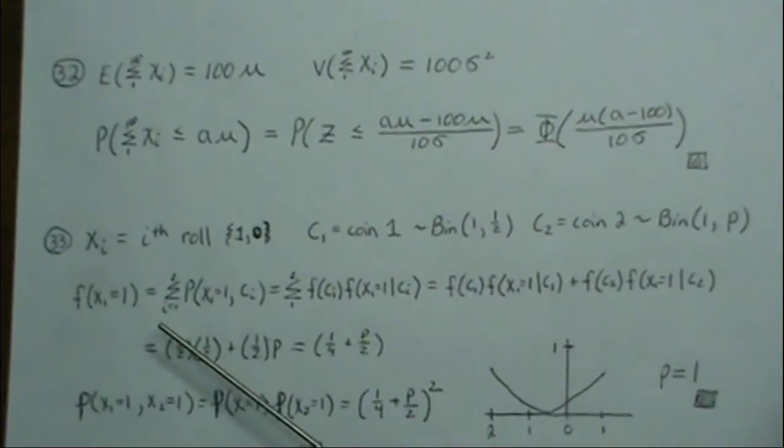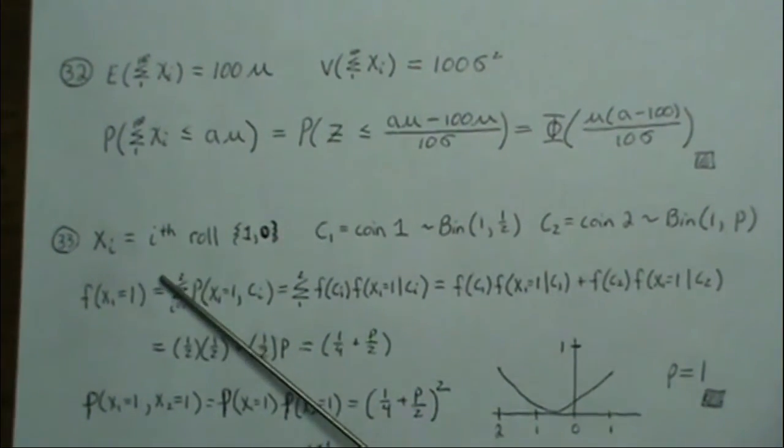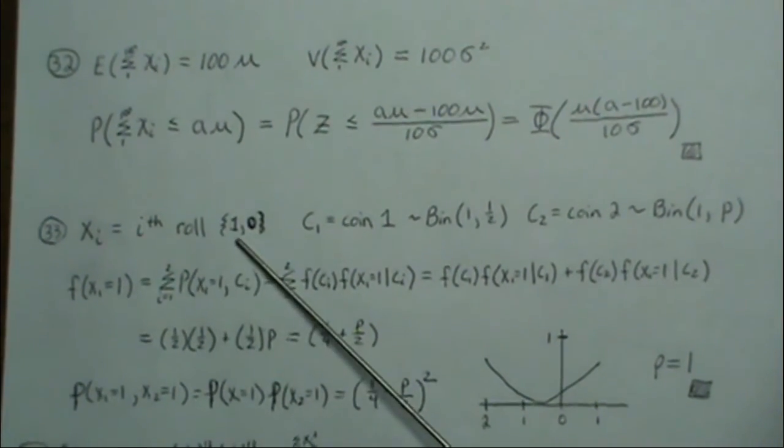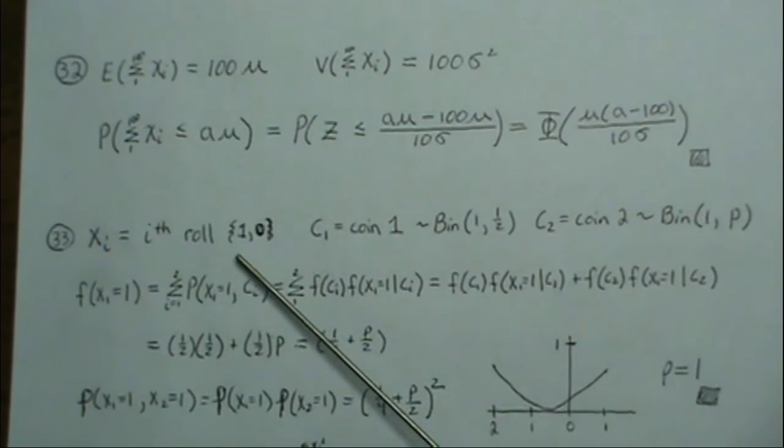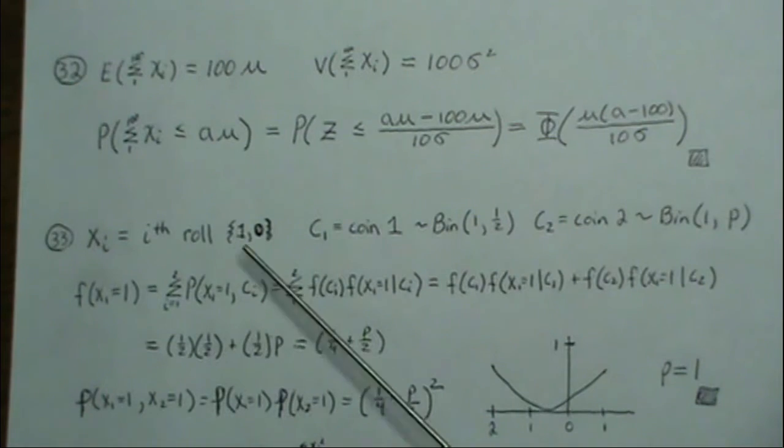Okay, so problem 33, we're going to let xi be the outcome of the ith flip, and it takes on a value of 1 or 0, and that corresponds to a head or a tail.